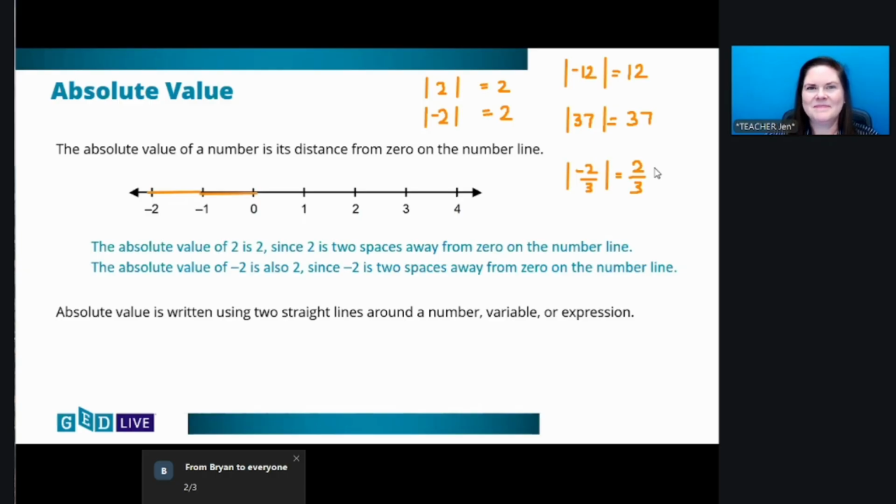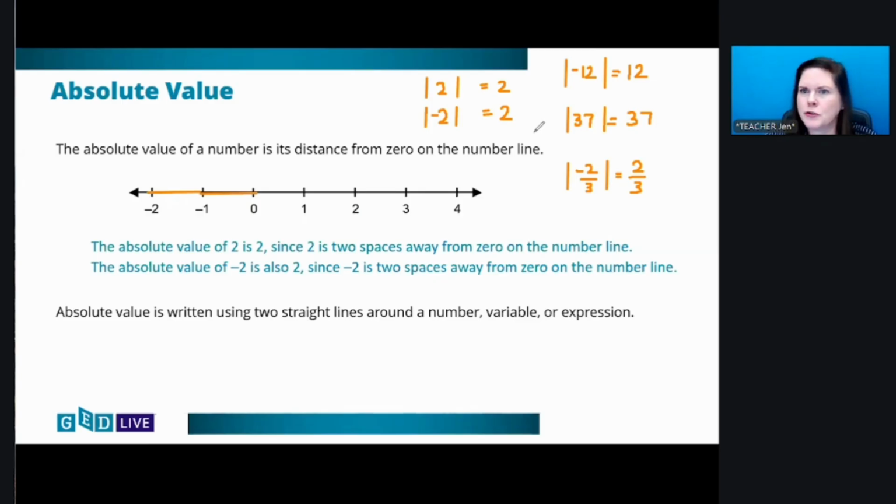Now, sometimes we'll be asked to simplify inside the bars. On the examples I gave you, we didn't have to simplify because those are just straight up numbers. But for the example at the bottom, the absolute value of 2d plus 6, if we know the value of d is 1, well, we can solve. And I'm going to put 1 in for d like this in the next line.